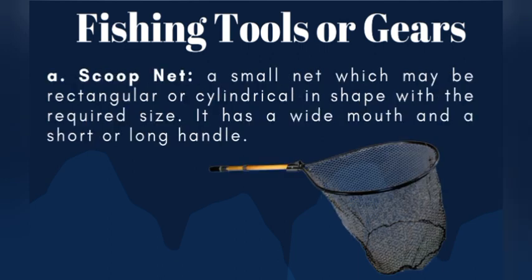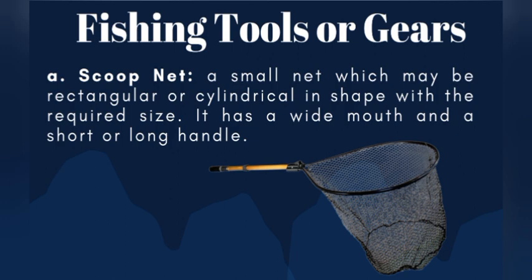Number 1, we have a scoop net. You have the picture of a scoop net in your note, in the note of this class. Okay, scoop net. It is a small net which may be rectangular or cylindrical in shape with the required mesh size, like a basket. It has a wide mouth and a short or long handle. Okay, if you want to make use of this scoop net, the handle is long, like a ruler. That is where you hold it from, and then insert the scoop net into the pond.